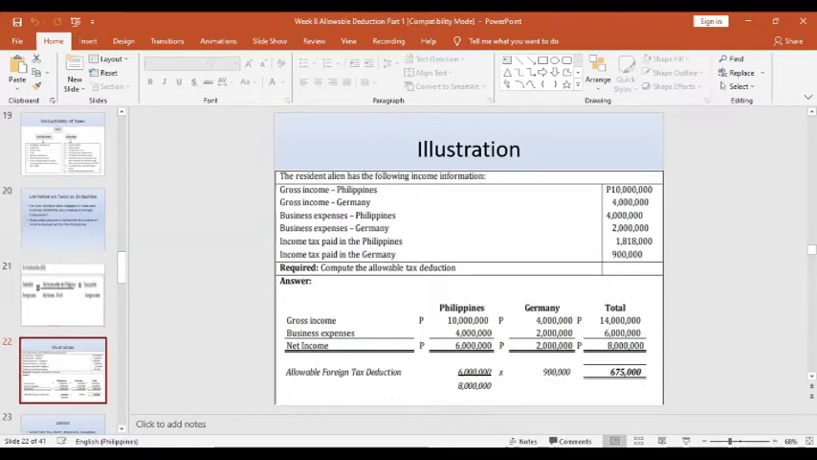So of course, the net income within the Philippines, 6 million, divided by the net income within and outside the Philippines, that's 8 million. And then we multiply by the foreign tax paid, which is 900,000. So the allowable foreign tax deduction here in the Philippines is 675,000. So this is the allowable tax deduction to the gross taxable income of the taxpayer in the Philippines.